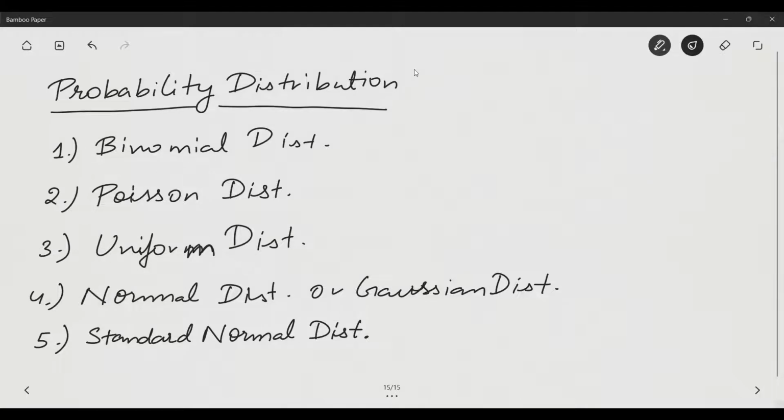Okay, so guys, one by one I will show you the meaning of all these distributions. And out of all these, two distributions are very important if I talk about machine learning or artificial intelligence. One is the normal distribution and another one is the standard normal distribution.